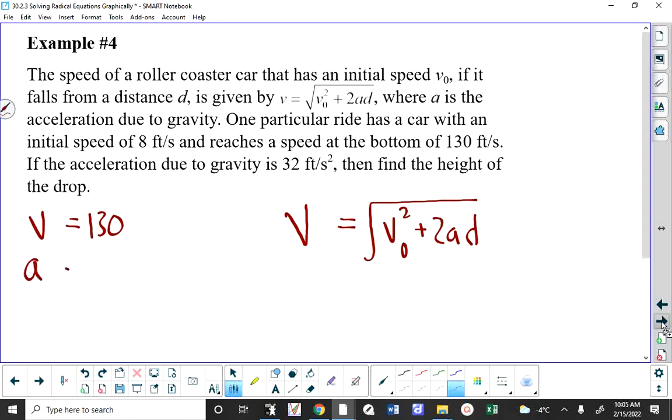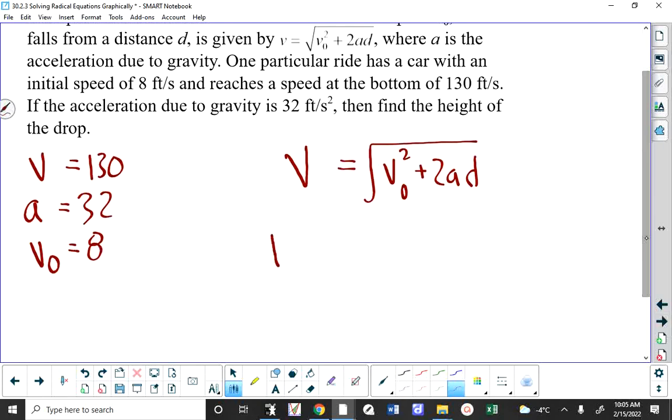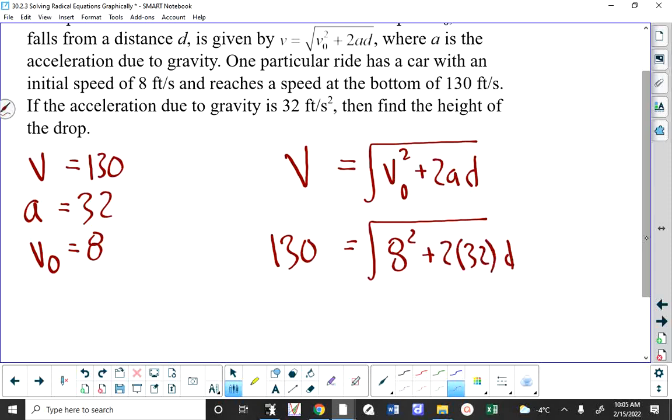So we're told v at the bottom is 130. The acceleration is 32. And what else are we told? The initial speed, which is v0, is 8. You're asked to find the distance. So this is a radical equation. You're going to put in those numbers. 130 equals the square root of 8 squared plus 2 times 32 times d.